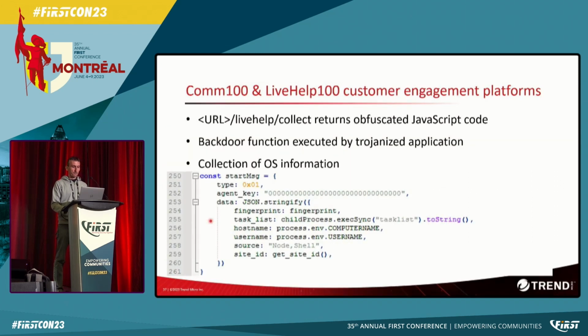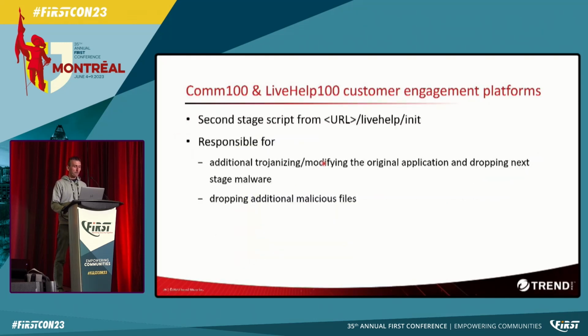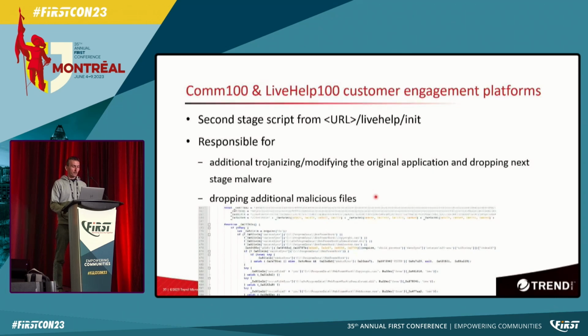The backdoor has many different functions. Here is an example of collecting operating system information. It takes the fingerprint, lists tasks, gets host name, username. Then the backdoor function has the ability to run code. It can run either JavaScript code, or in this case, it uses cmd.exe to run operating system commands. The second stage of the script can be responsible for additional trojanizing or modifying the original application, or it drops additional malicious files, which are native files.